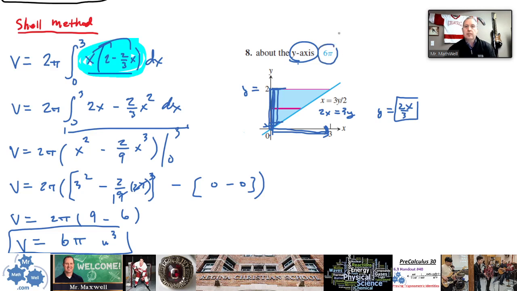That's 6 pi. Okay? You don't really need the units cubed there. I like that. I mean, I'm a science guy, and I like units. But I understand what we're doing. We're doing volumes here, so don't worry about the units cubed. If you can do that, great. If you forget, don't worry about it.